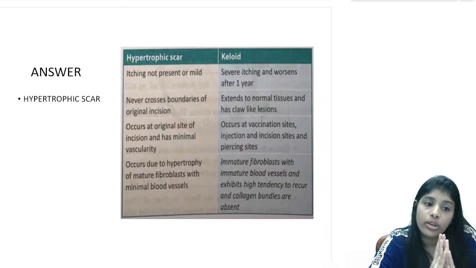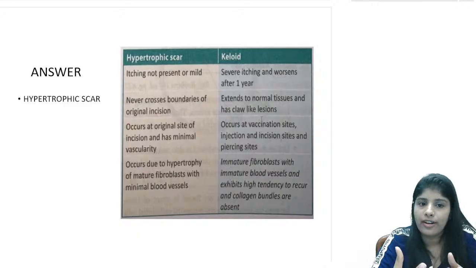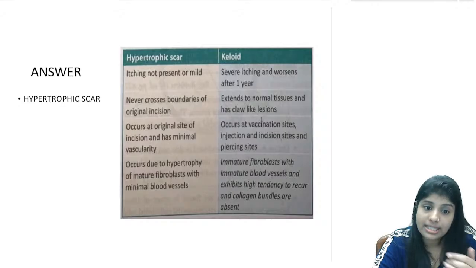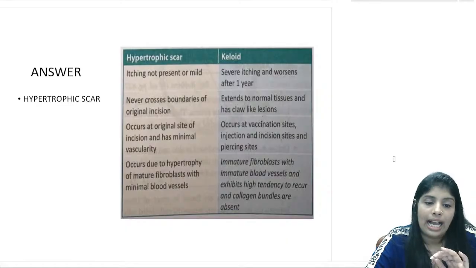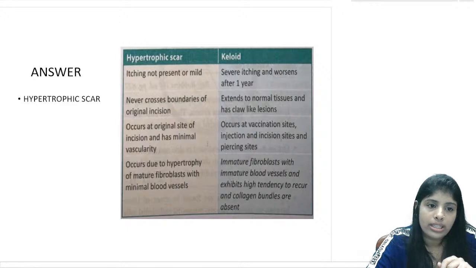What you can see is that the hypertrophic scar is formed by mature fibroblasts, but in keloid it is formed by immature fibroblasts and immature blood vessels. So there is a high tendency to recur in case of keloid. And the collagen bundles are absent in the keloid. This is how you differentiate between hypertrophic scar and keloid.